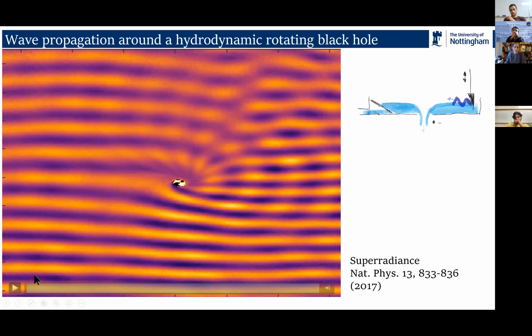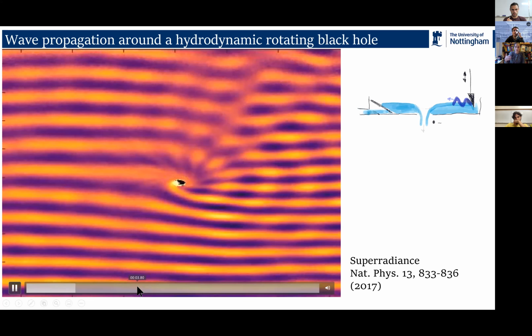So what you're seeing here is data taken from this experiment. I will start the video soon, but what you're going to see here is a wavefront propagating towards that vortex core and interacting with it. And as a consequence, because it's propagating on an effective curved spacetime geometry, it gets deflected. Okay, so let's just look at this.